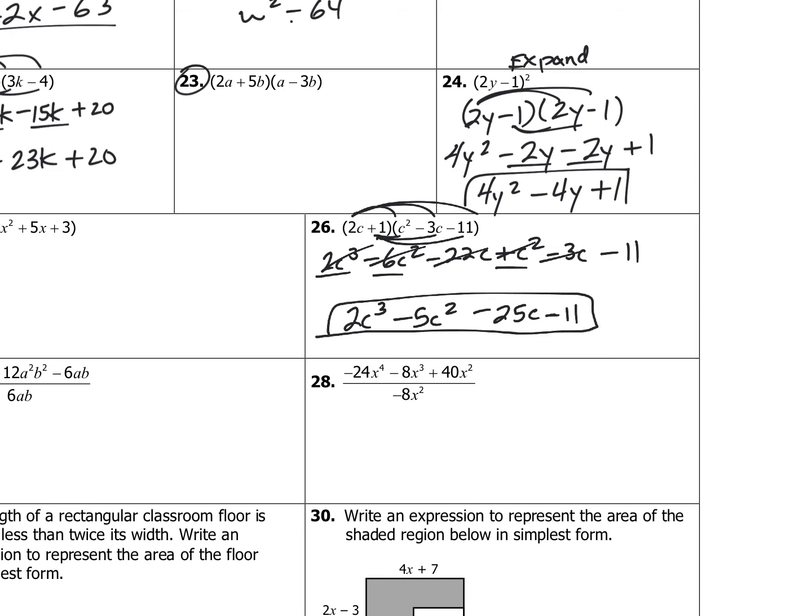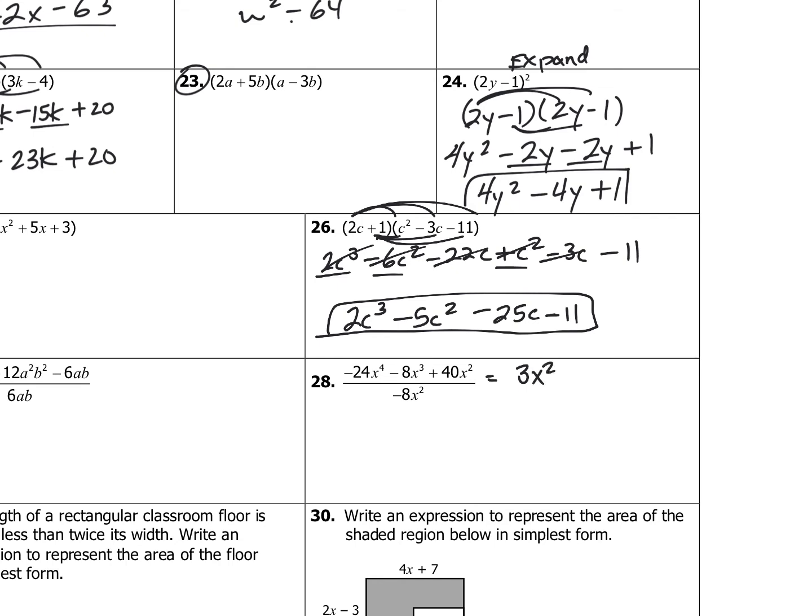Okay. Number 28. So we're dividing a polynomial by a monomial. And so basically it's just like 3 separate division problems, right? It's like you're dividing this, then you're dividing this, and then you're dividing this. Okay, so that's how we're going to work it out. Negative 24 divided by negative 8 is positive 3. X to the 4th divided by x squared is the quotient rule. We subtract the exponents. That's x squared.